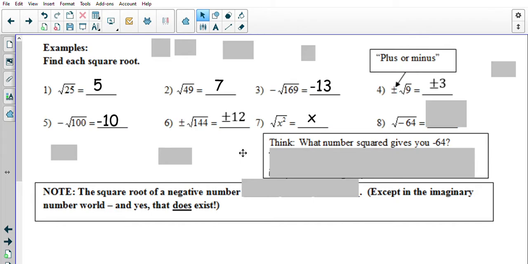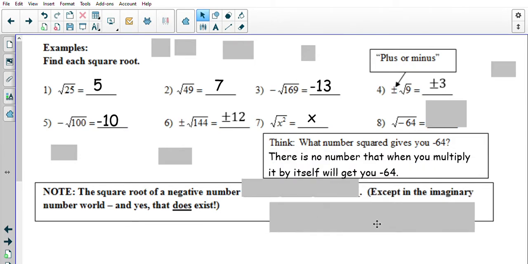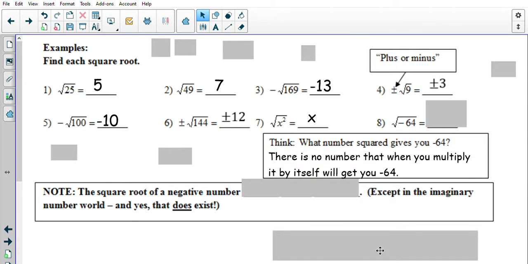Number 8, the square root of negative 64. What number squared gives you negative 64? Well, there is no number that when you multiply it by itself, it will get you negative 64, because 8 times 8 is 64. Negative 8 times negative 8 is also 64. Because remember, a negative times a negative gets us a positive. So this solution does not exist.